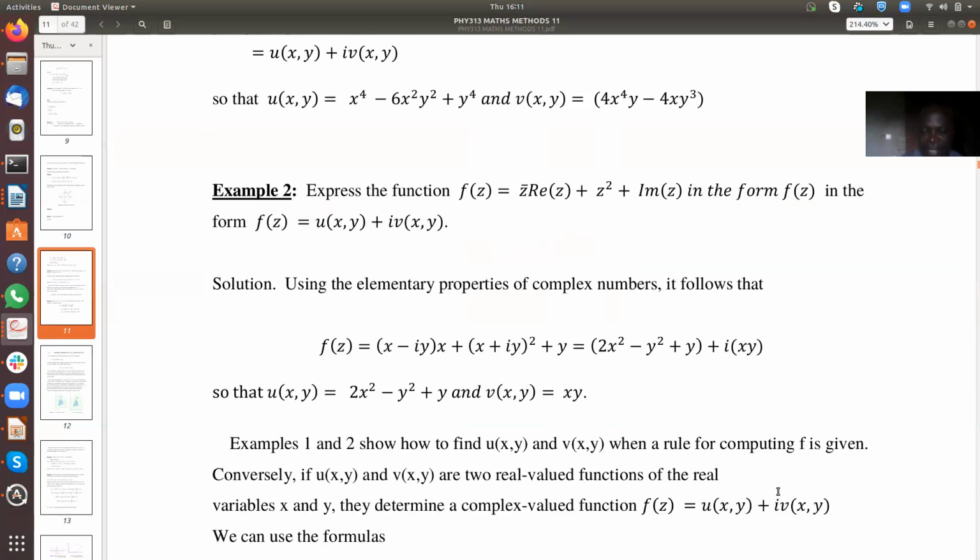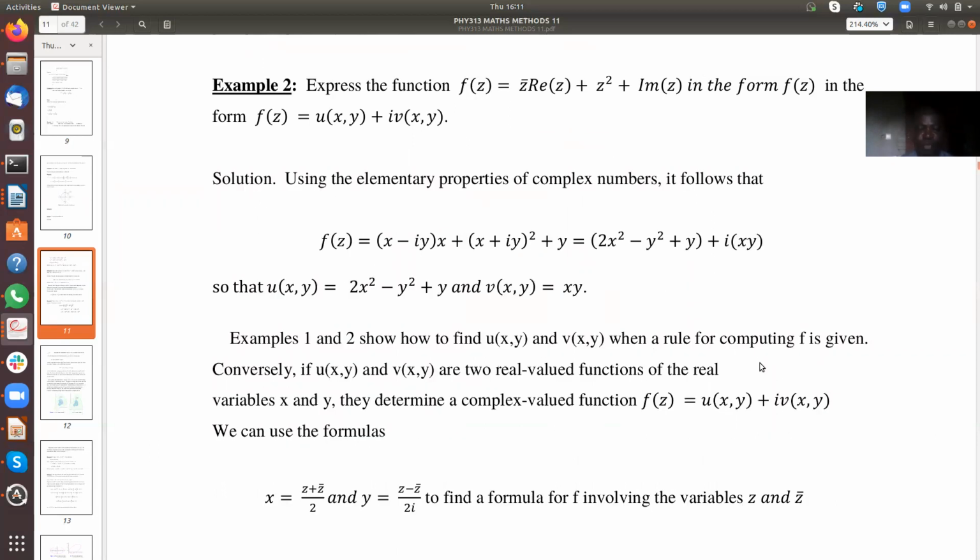Then you can now write that the whole of this is u of x, y and the whole of this is v of x, y. So examples 1 and 2 show how to find u of x, y and v of x, y when a rule for computing f is given.